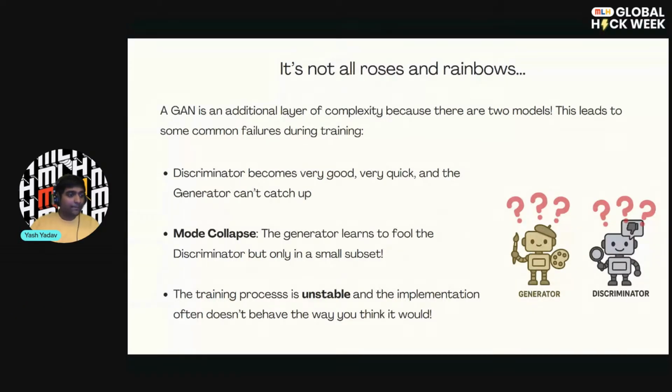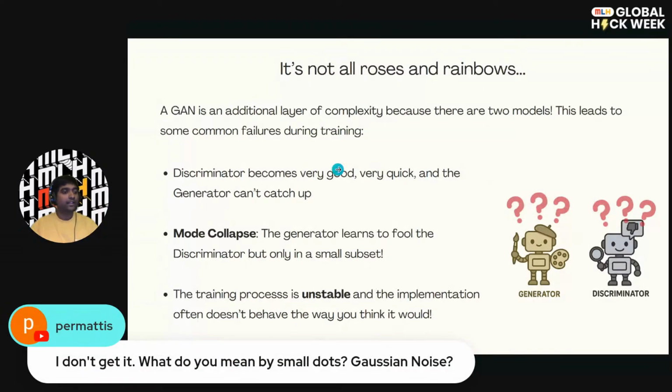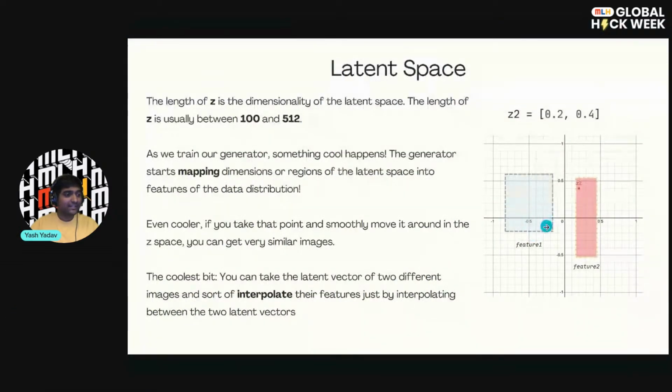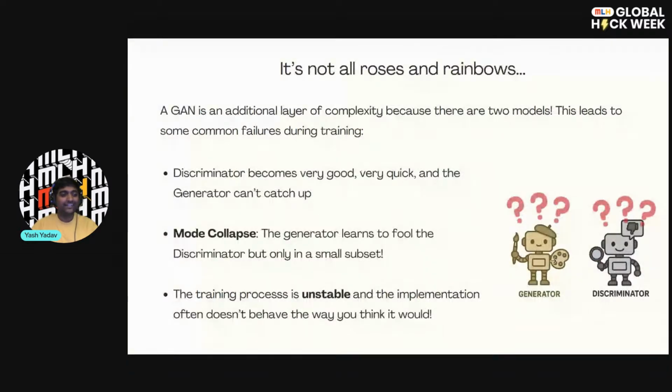Okay, awesome. Permatus asks, what do you mean by small dots? I am not sure what small dots you are referring to. Like about this? Are you talking about latent vectors? Okay, while Permatus answers that, I'll quickly go over the last couple of slides.